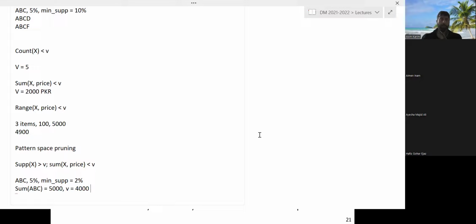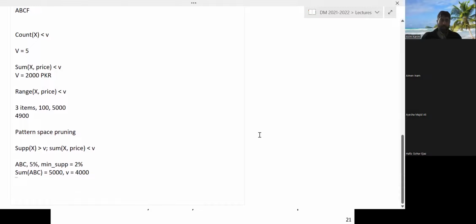Okay. So this is the main advantage of anti-monotone constraints. They can be used to prune out the patterns in the a priori algorithm. Okay. So now let's look at the other constraints.